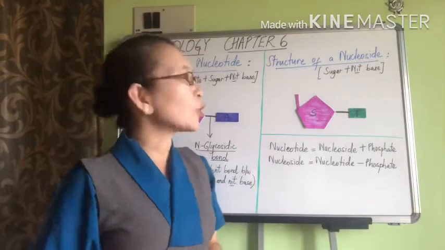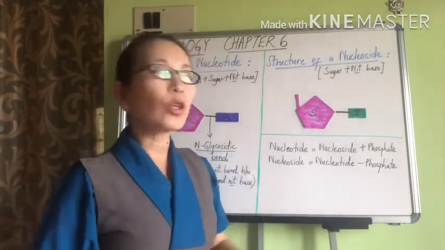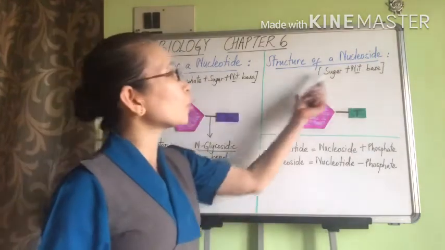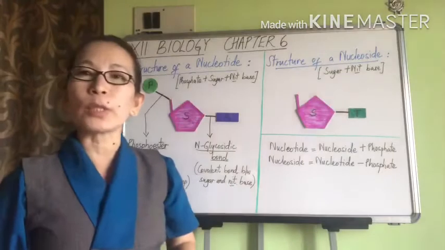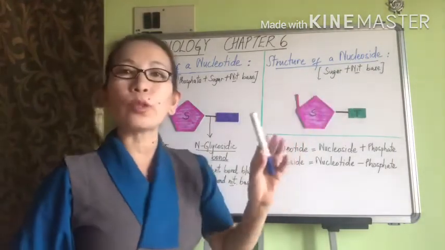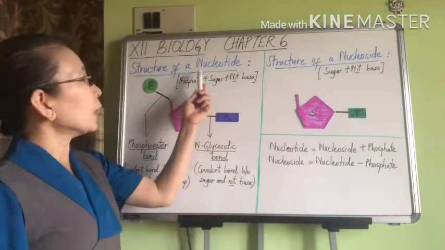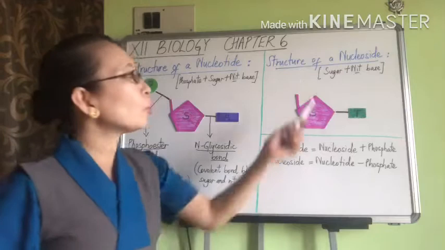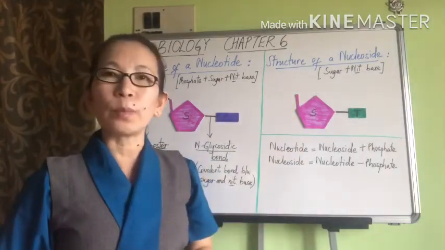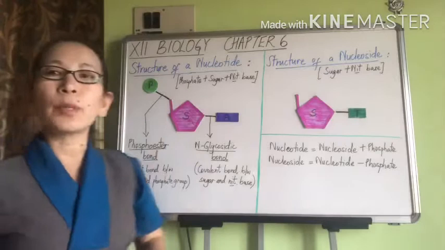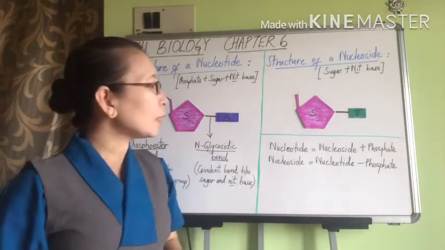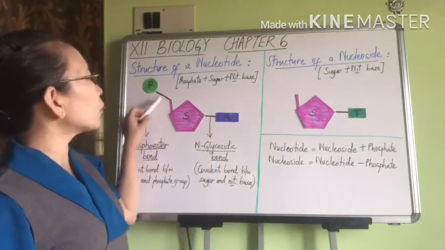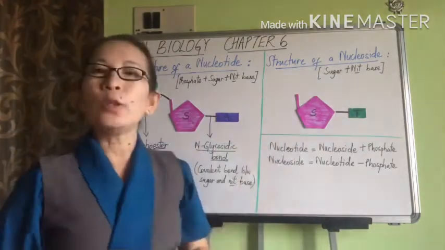If the pentose sugar attaches with only a nitrogen base, then such a molecule is referred to as a nucleoside. So you may want to note the difference between the structure of a nucleoside and the structure of a nucleotide. A nucleoside consists only of a sugar and a nitrogen base, whereas in a nucleotide, we have a sugar, a nitrogen base, and a phosphate group. So a nucleoside lacks the phosphate group, whereas a nucleotide has a phosphate group. Basically, a nucleoside is formed through the hydrolysis of a nucleotide. When the phosphate is removed from the nucleotide, it becomes a nucleoside.